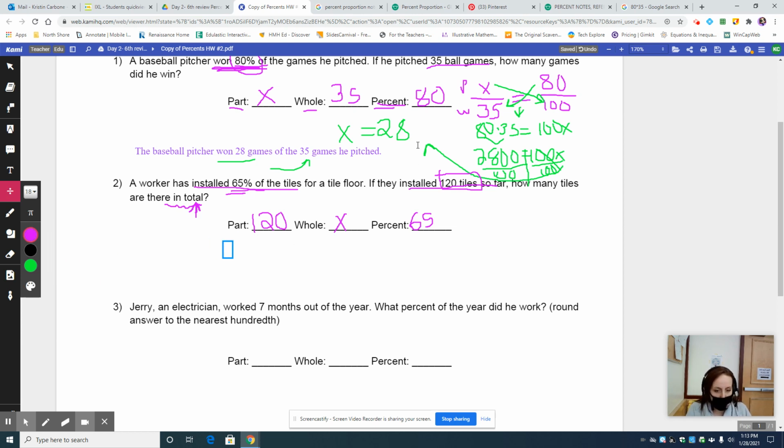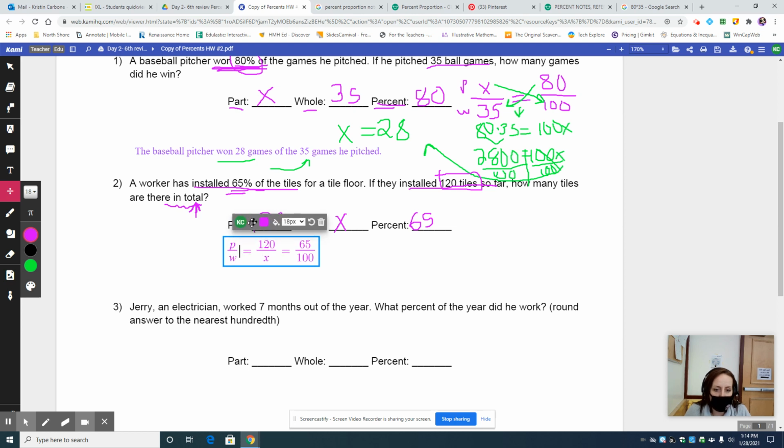So you have part over whole, which in this case is 120, which is the part, over the whole, which we don't know, which is x. The equivalent fraction in percents is our percent, which is 65 over 100.